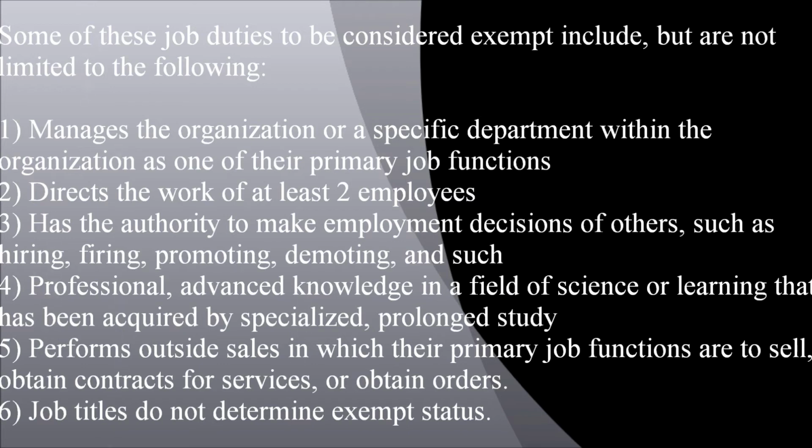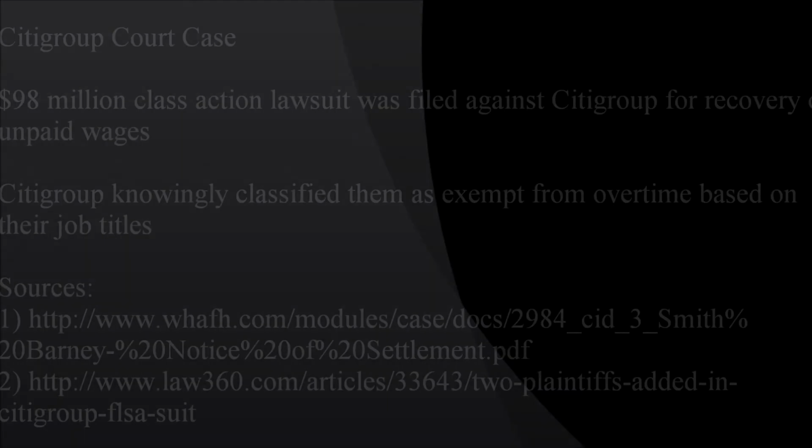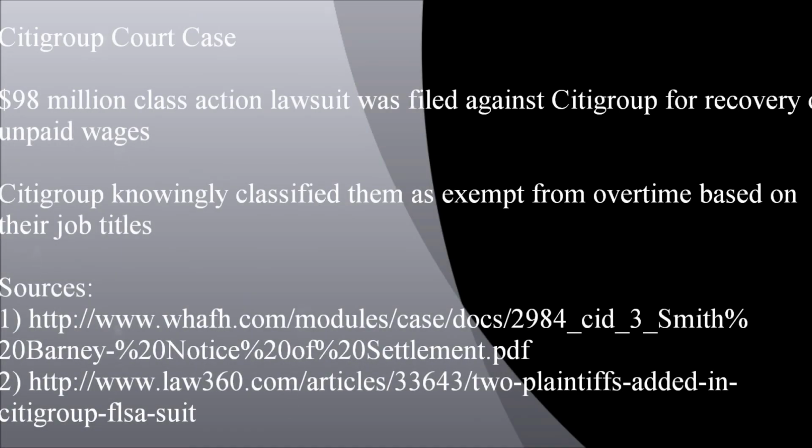So what happens if an employee is misclassified as exempt from overtime? Well, lawsuits emerge. Let's look at a court case involving Citigroup, a division of Smith Barney. On September 16, 2004, a $98 million class action lawsuit was filed against Citigroup for recovery of unpaid wages to employees.